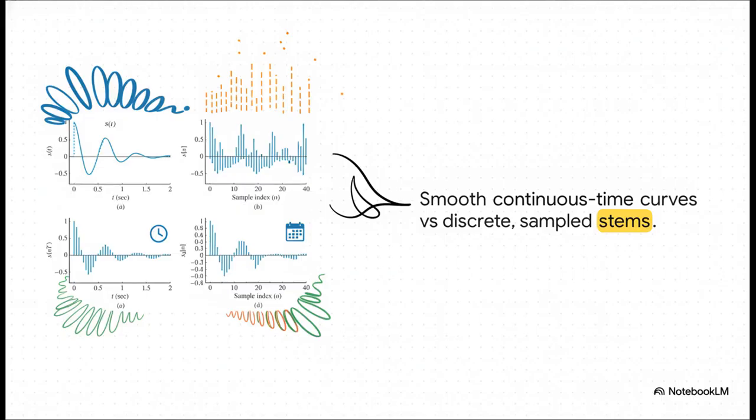When you compare them, the continuous time analog signal is a completely smooth, unbroken flow. But the discrete time digital version, it's chopped up into isolated stems. In the analog world, time is a continuous physical axis. But in the discrete world, time has essentially been replaced by a simple integer sample index.